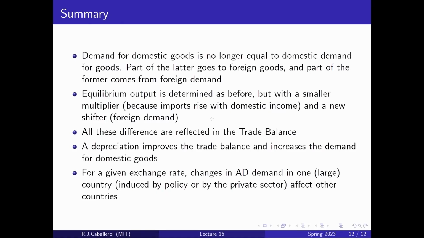Another very important message from this part of the course is that a depreciation improves the trade balance and increases the demand for domestic goods. Again, that's what is called the expenditure switching mechanism. The expenditures, both of residents and foreigners, switch towards domestic goods. And that's also very important: for a given exchange rate, changes in aggregate demand in one large country, induced by policy or the private sector, in this case China reopening, affect other countries through Y star, through exports.